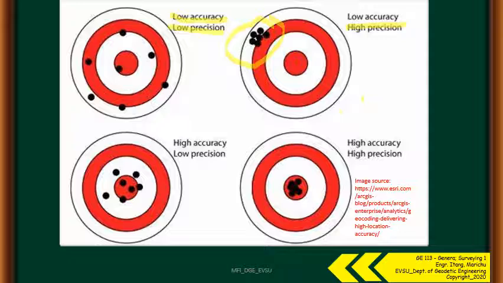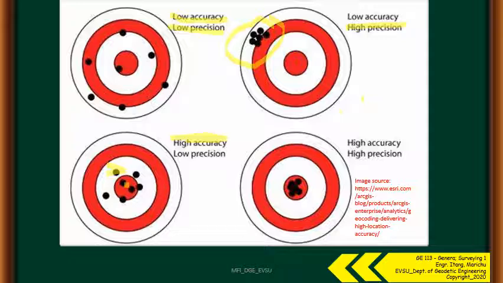We have here naman high accuracy. High accuracy siya because they hit the target. So, actually, some of the target hit the bullseye. Low precision because hindi naman siya consistent sa kanyang mga value. Mayroong mga value na kalabas na meron sa loob ng target.